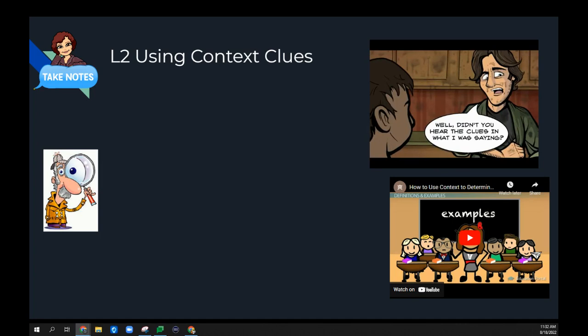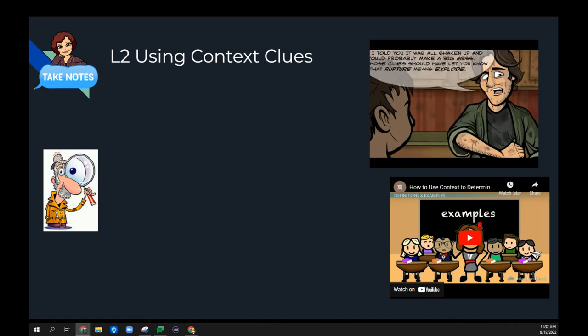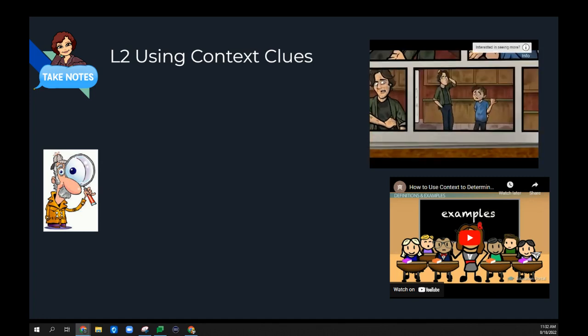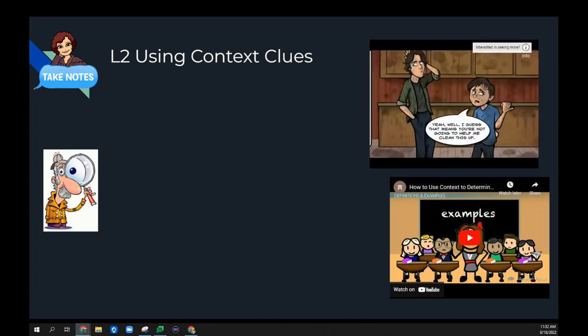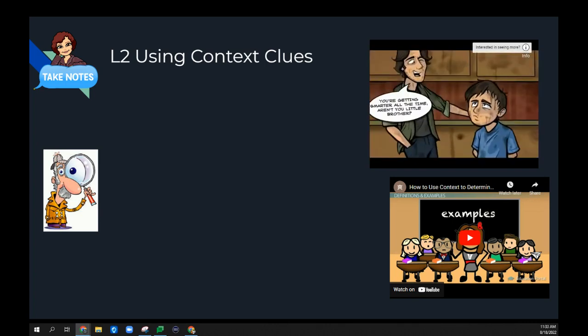Well, didn't you hear the clues in what I was saying? I told you it was all shaken up and would probably make a big mess. Those clues should have let you know that rupture means explode. Yeah, well, I guess that means you're not going to help me clean this up. You're getting smarter all the time, aren't you, little brother?